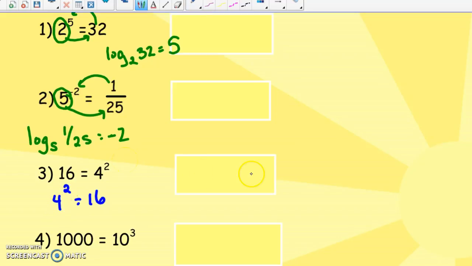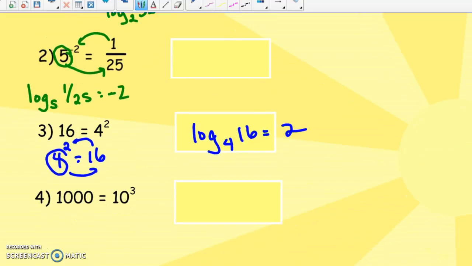So now if we want to put it in the log form, we'll write the word log, and then what is our base number? It should be the 4 of 16 equals the 2. Okay, and why don't you guys try the last one? Again, you might need to do some changing of your equation.